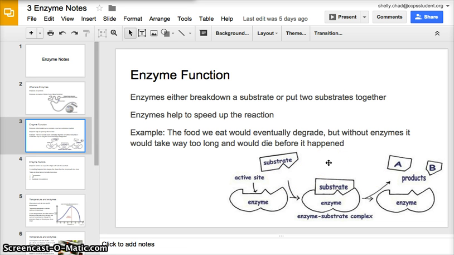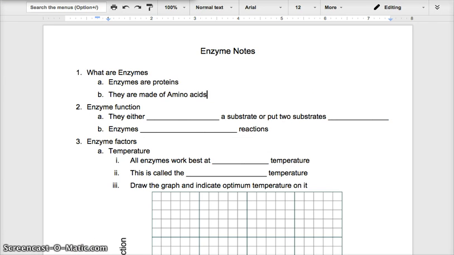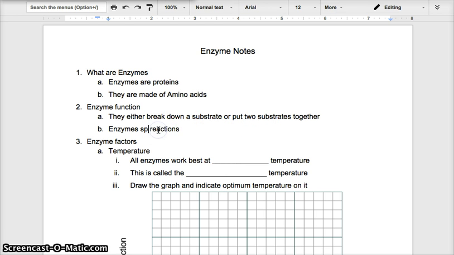So you would eat some spaghetti and it would slowly break down in your stomach, but without enzymes it would go way too slow and you would never get energy from it. So this helps speed it up so you get the energy from the spaghetti quicker. So they can either break down a substrate or put two substrates together. And enzymes speed up reactions.